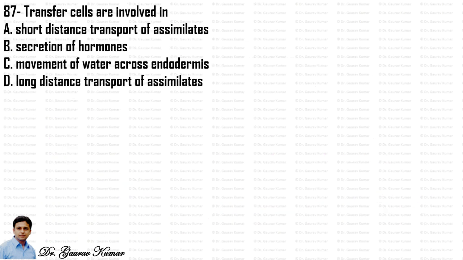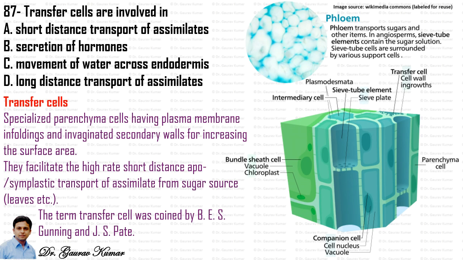Next question, transfer cells are involved in. So you can see the figure on the right hand side in which the transfer cells are shown. The transfer cells are specialized parenchyma cells having plasma membrane enfoldings and invaginated secondary walls for increasing the surface area. You can see the invaginated wall in the figure also, where the transfer cells are shown on the rightmost side.